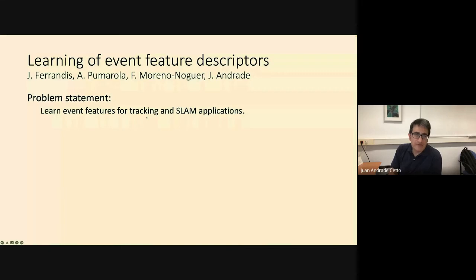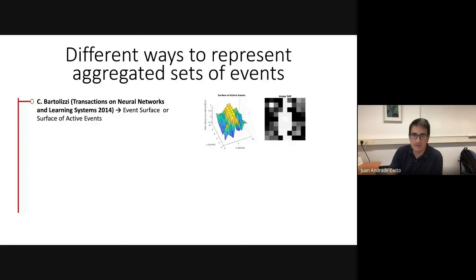So there are different ways to represent aggregated sets of events, and the most popular one is the surface of active events. That is, in a small period of time, you record all the events that happen close to a particular location, and what you will get is the surface that is made by aggregating all those events compared to a pixel.